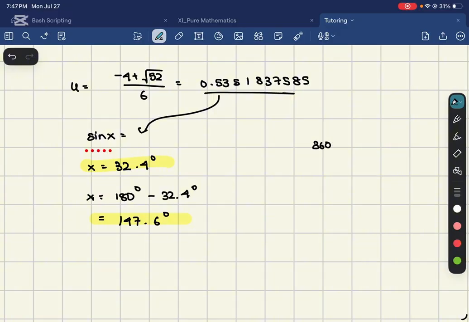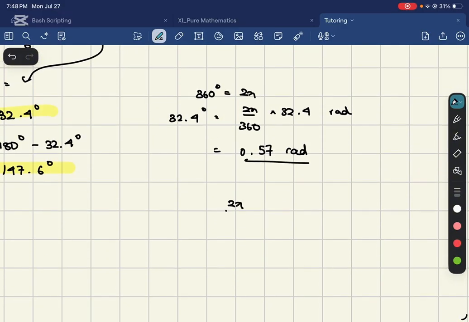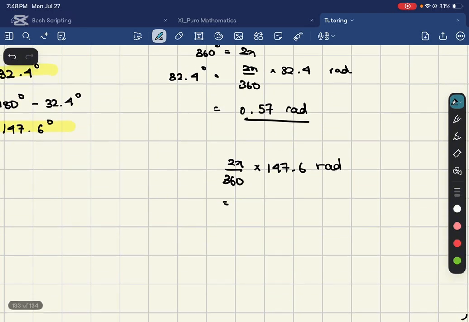So we know that 360 degrees is equal to 2 pi radians. So 1 degree is 2 pi divided by 360. And I need to multiply by 32.4, right? To get 32.4 degrees into radians. So it would be 2 pi divided by 360 times 32.4, which is 0.57 radians. So it matches. And for your other solution, you need to do the same: 2 pi by 360 times 147.6, and you get 2.57 radians.